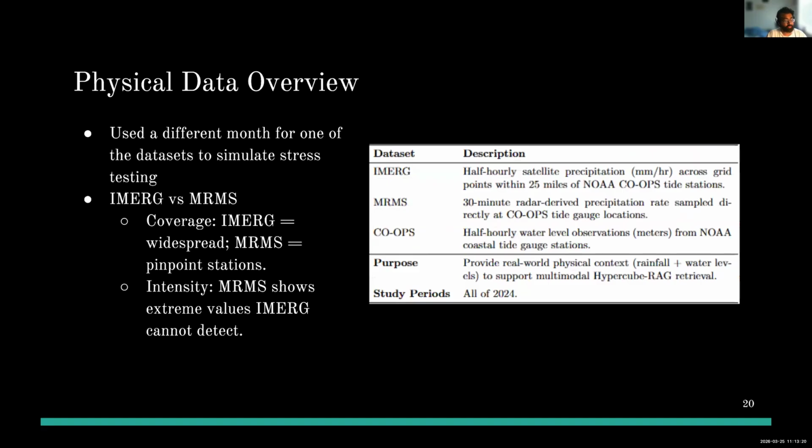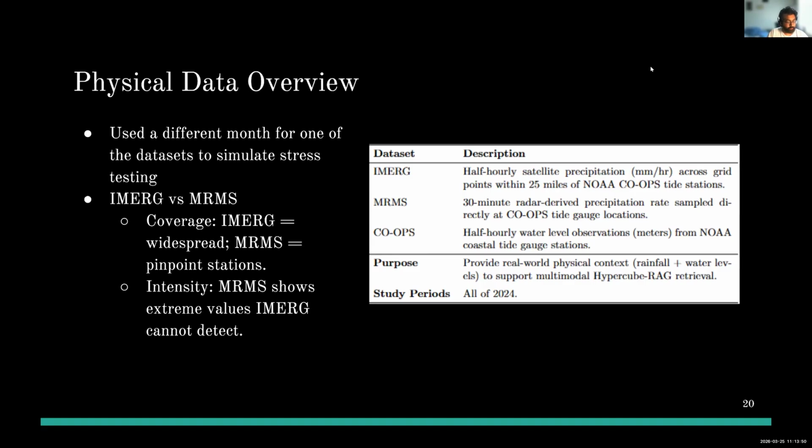And so here's just a quick physical data overview. And we can see that the specific data sets that I used were iMerge, MRMS, and CO-OPS. And the study period for all of this was all of 2024. Essentially, the reason that I wanted to use these specific data sets was because I live in Florida, and so I understand the locations for most of these.